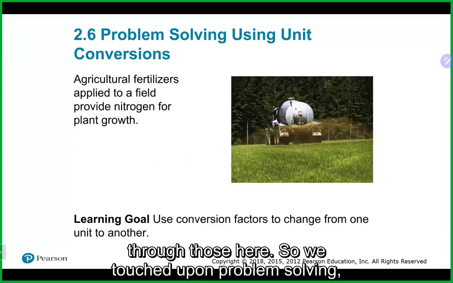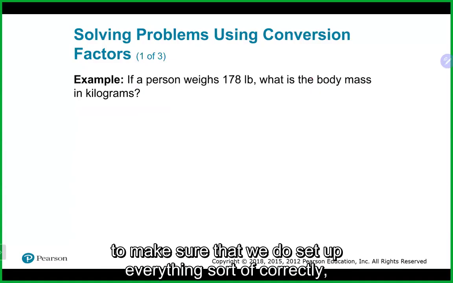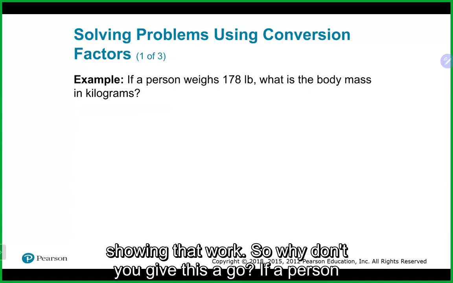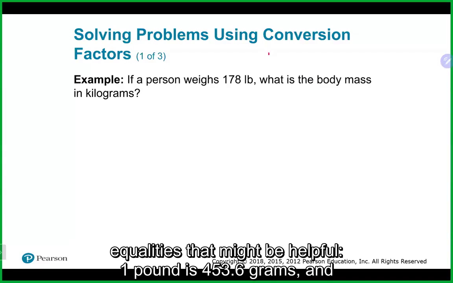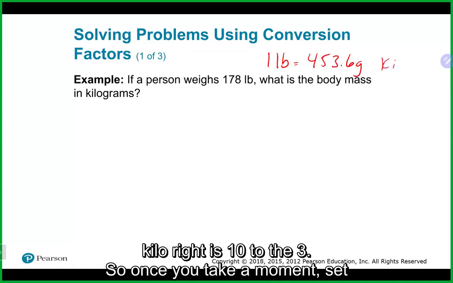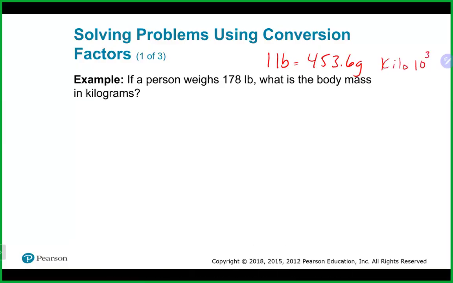So we've touched upon problem solving, which again is dimensional analysis, and we definitely want to make sure that we set up everything correctly, showing that work. So why don't you give this a go? If a person weighs 178 pounds, what is the body mass in kilograms? A couple of equalities that might be helpful: 1 pound is 453.6 grams, and kilo, right, is 10 to the 3. So why don't you take a moment, set it up using dimensional analysis and see what you come up with here.